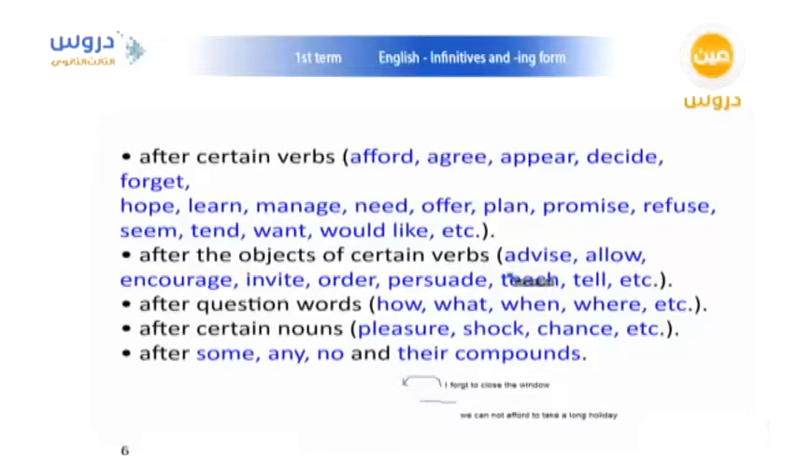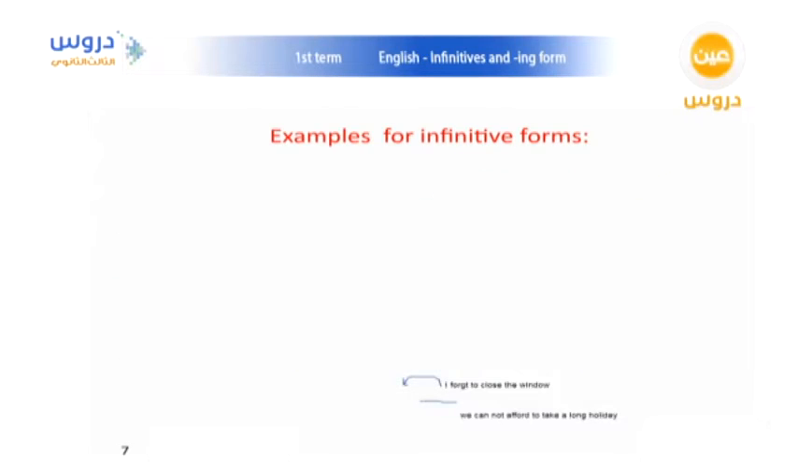After the object of certain verbs, advise, allow, encourage, invite, order, persuade, teach, tell, etc., we have to use an infinitive form. After question words, how, or WH questions, how, what, when, where, etc.: what to do with this thing. Also, after such a noun, it's a pleasure to meet you. It's a chance to go. It's a chance to leave. After some and any, no, and their compounds, we use the infinitive form.